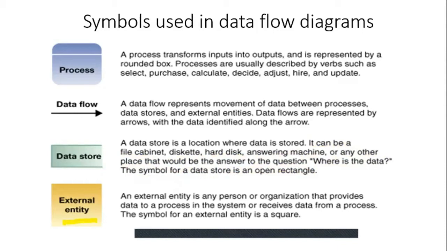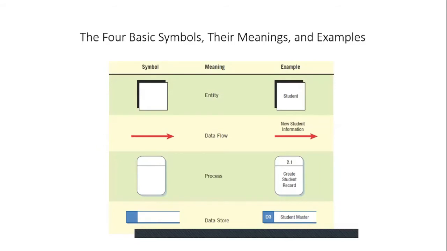An external entity is denoted by a square box, and it represents any person, organization, or department that provides data to a process in the system or receives data from a process. The symbol for an external entity is a square. The same symbols are represented with different colors in this slide, and you can see that the entity is represented by a square box, and the data flow is represented by an arrow.